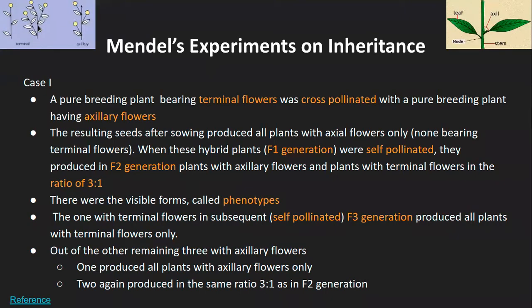So these were the positions of the flower as a characteristic, and it had 2 alternative forms, that is terminal flower and axillary flower. And these were the pure breeds that he took. So terminal flower, when crossed with self, will always produce terminal flower. Axillary flower, when crossed with self, that means axillary flower with axillary flower, will always produce axillary flower.